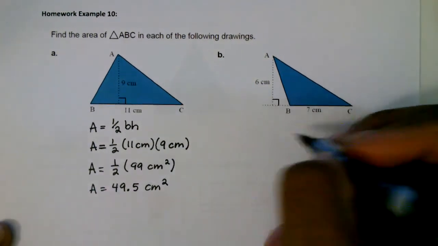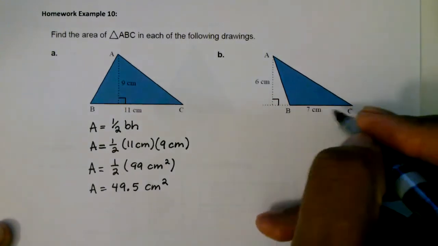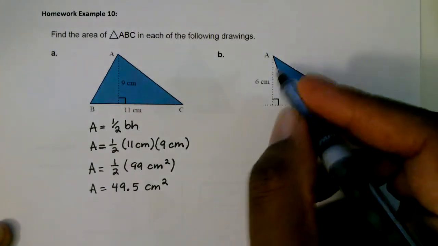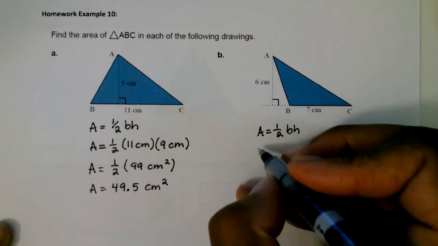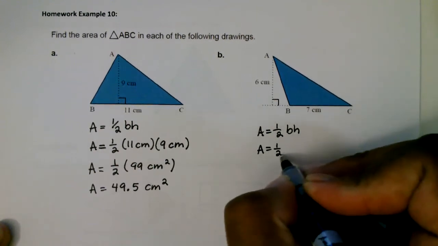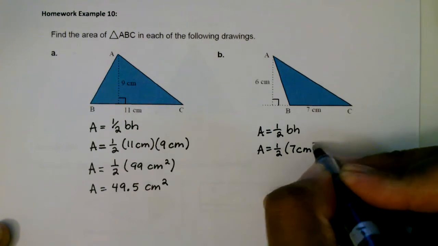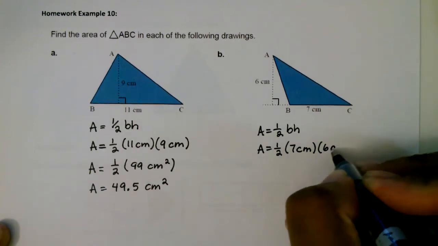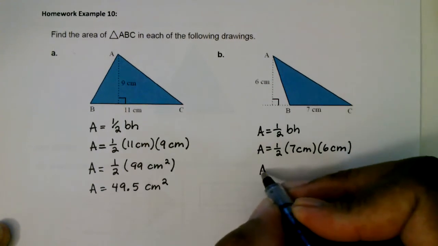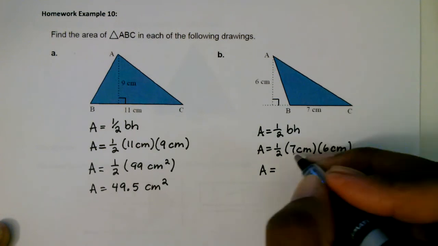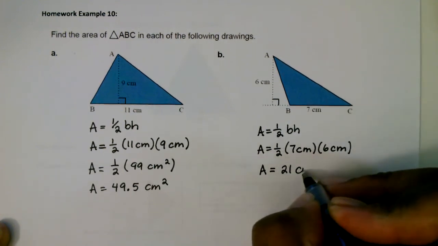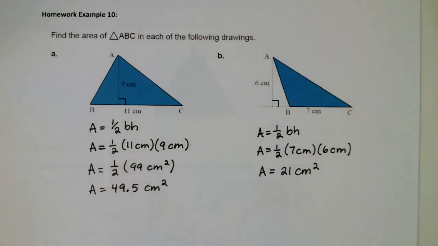And then for part B, you'll have a base of 7 centimeters for this triangle. The height is 6 centimeters. Same thing, area is equal to 1/2 the base times the height. So I'm going to take 1/2 of the base, which is 7 centimeters, and the height is 6 centimeters. I can take 1/2 of the 6, that would give me 3, and then 3 times this 7 would be 21 square meters.